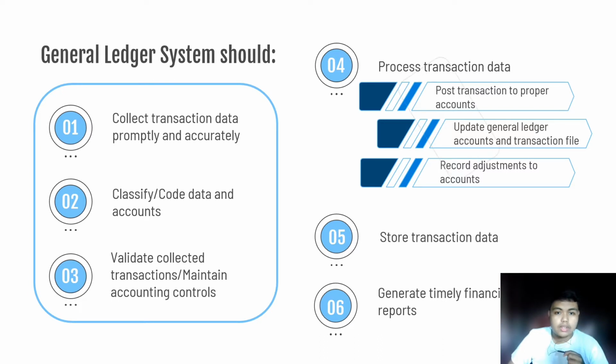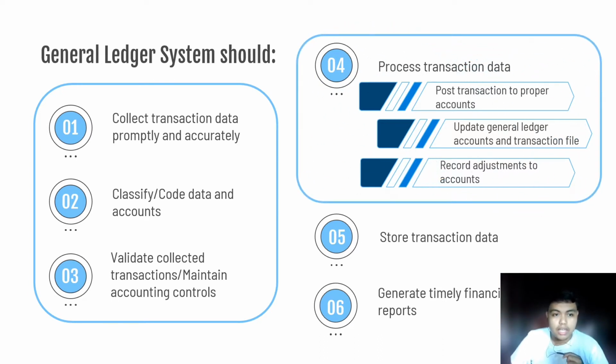Now, in the processing stage, the General Ledger System should process transaction data by posting transactions to their proper accounts. So dapat ipopost yung mga transactions sa respective accounts nila. And also, update general ledger accounts and transaction file. In processing the transaction data, we should also, or accountants also should record adjustments to accounts.